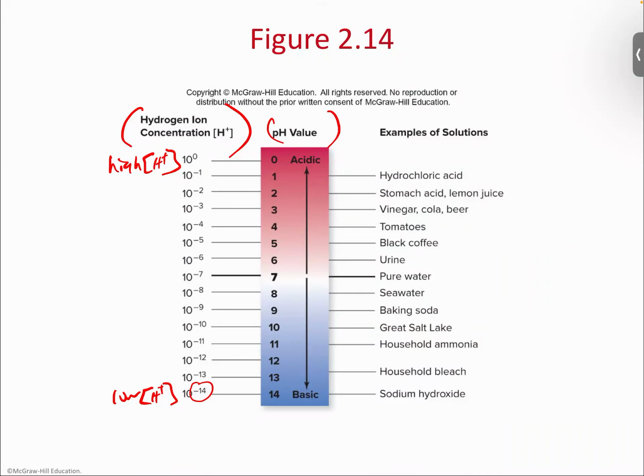Because there's a lot of alkaline salts in the Great Salt Lake area. Ammonia is coming in around 11-ish or so. Bleach is around 13. Oven cleaner is getting close to 14. Sodium hydroxide, which is like reagent grade base, that's NaOH. That's nasty stuff. You don't get that unless you are signed up with a chemical outfit.